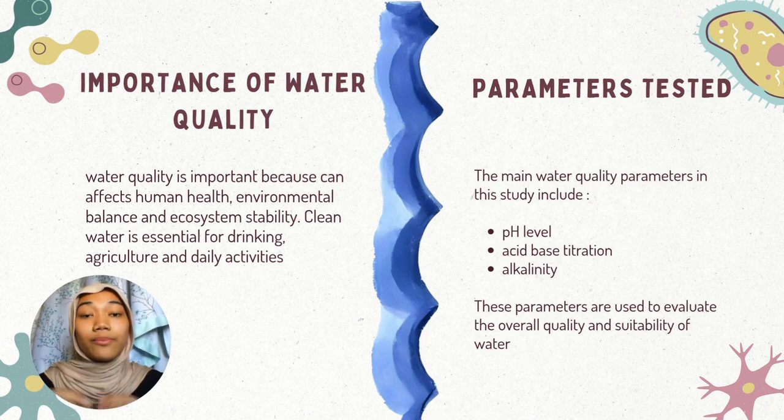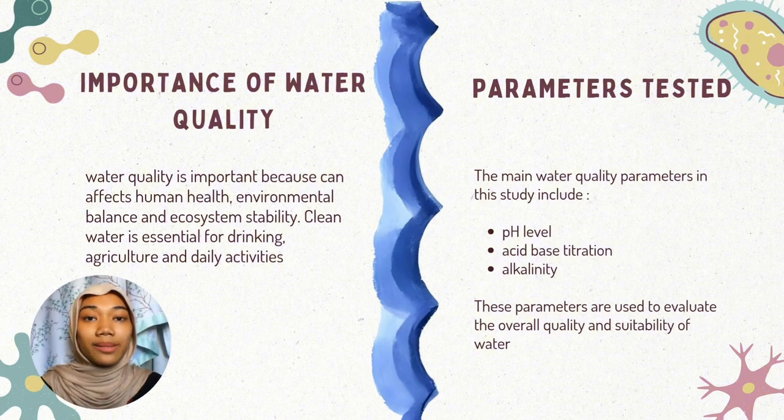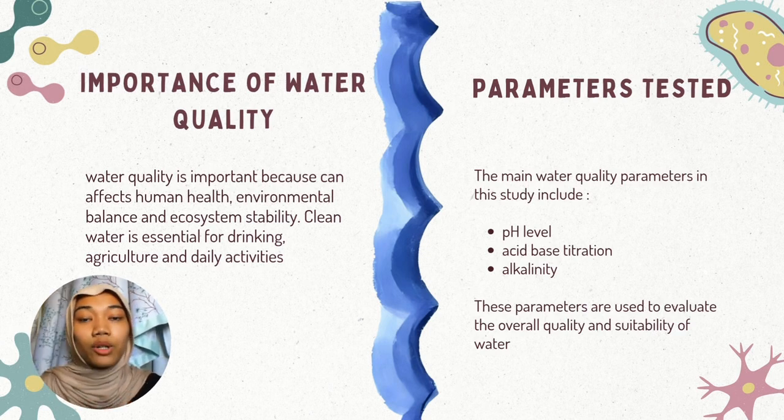Next, I will explain the importance of water quality and parameter tests in this study. Water quality is important because it directly affects human health, environmental balance, and ecosystem stability. Clean water is essential for daily activities such as drinking, agriculture, and domestic use. Poor water quality can negatively affect both humans and the environment.